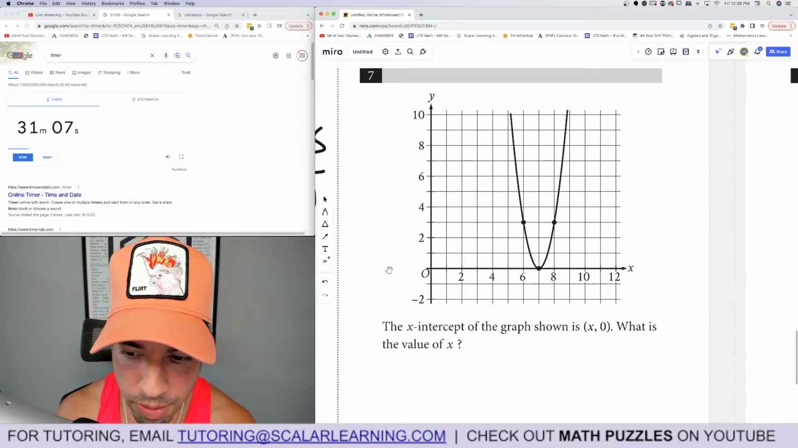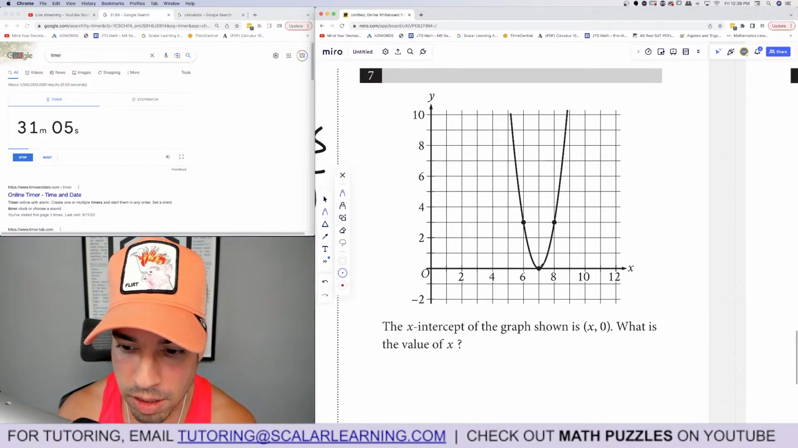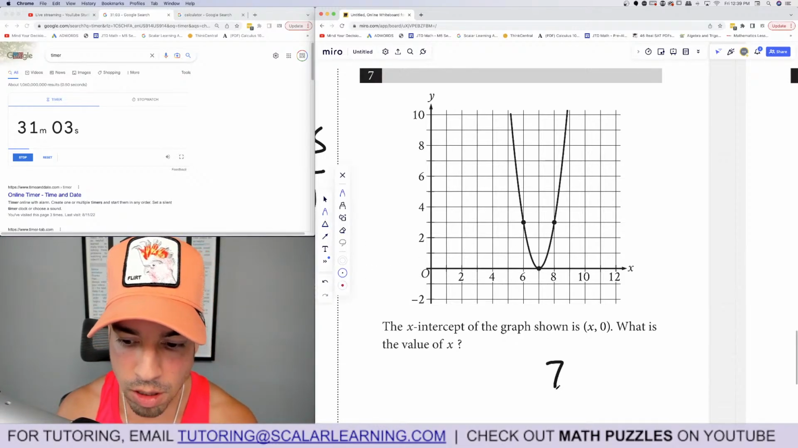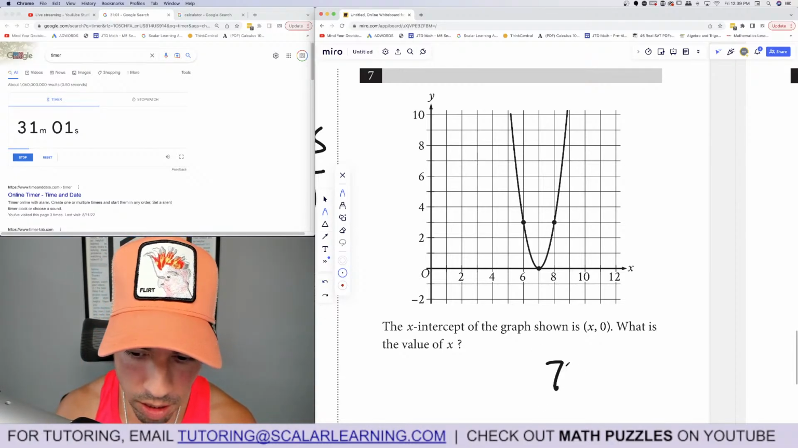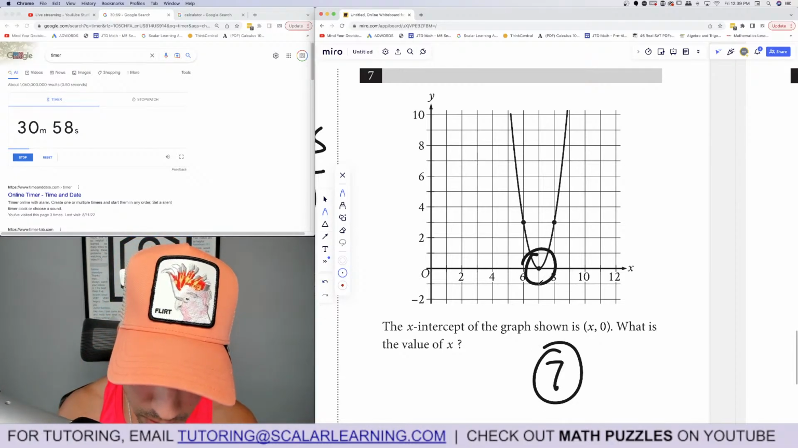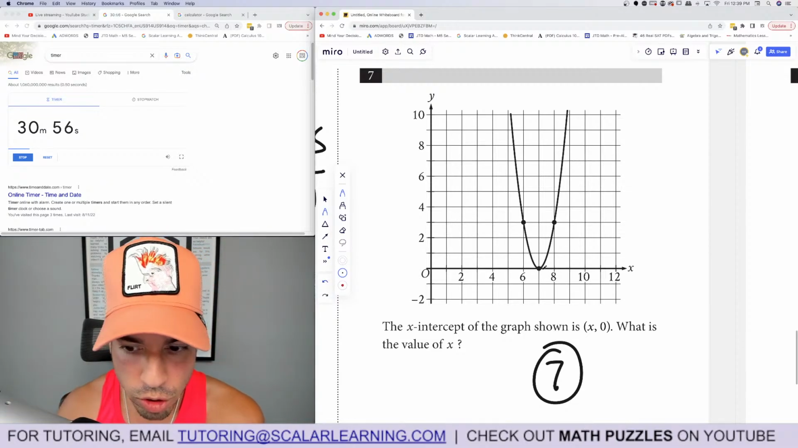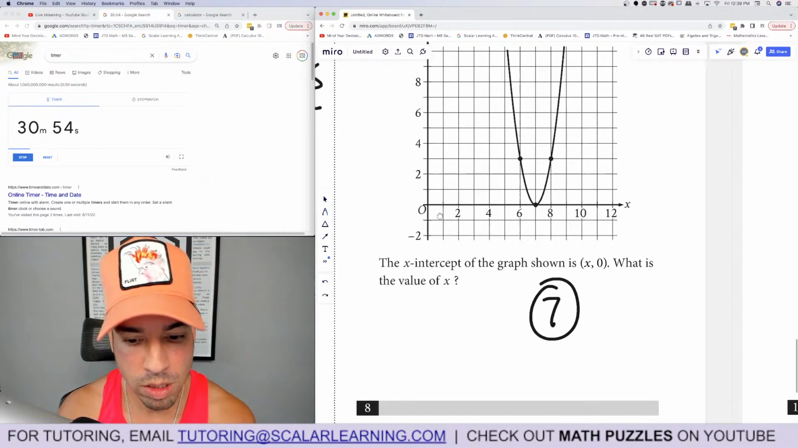Number 7. The x-intercept of the graph is x comma 0. What is the value of x? It's 7. That's it. It's right here. That's the x-intercept. And it shows you it's right there at 7, in between 6 and 8.